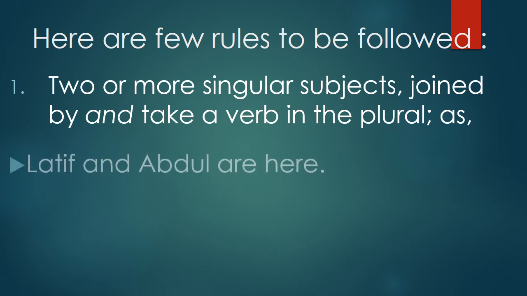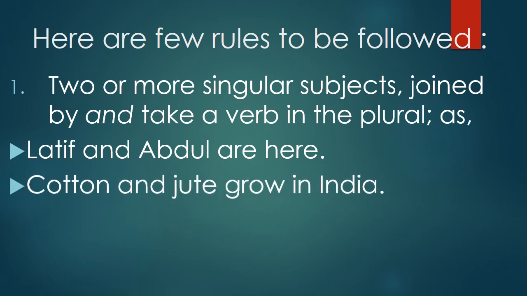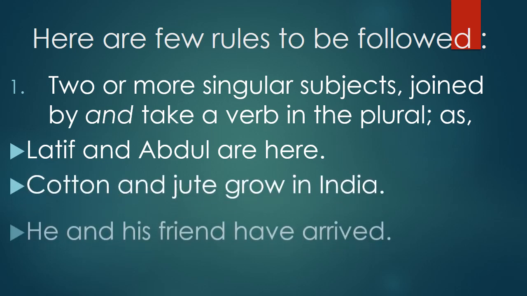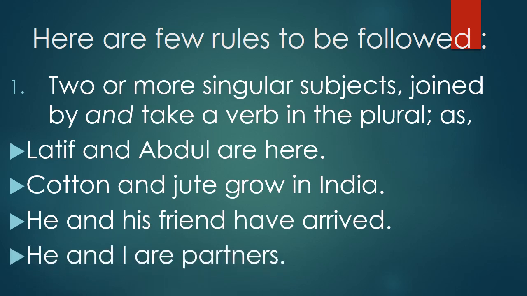For example, Latif and Abdul are here. Cotton and jute grow in India. He and his friend have arrived. He and I are partners. So wherever we use and to join two singular subjects, there we use plural form of verb. Means there we take a verb in the plural.